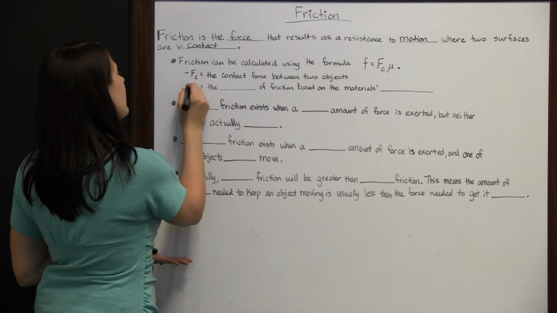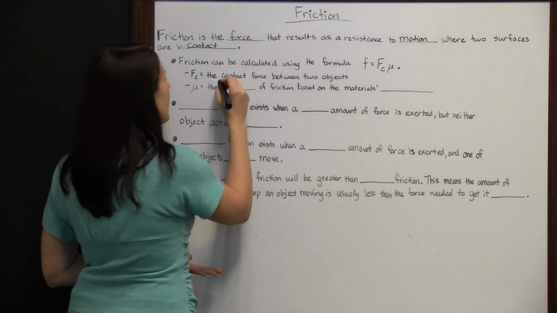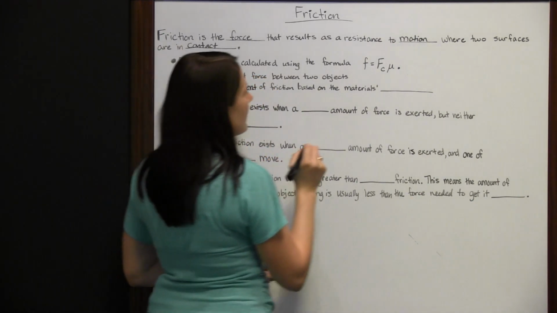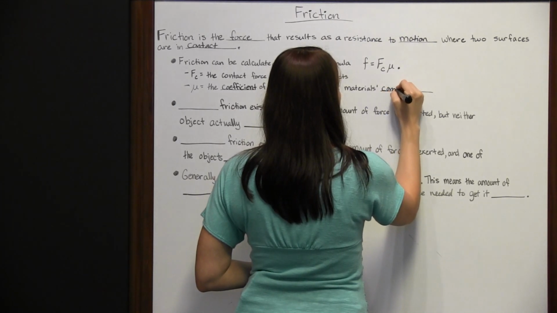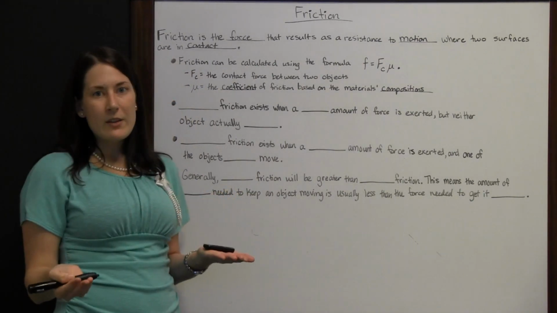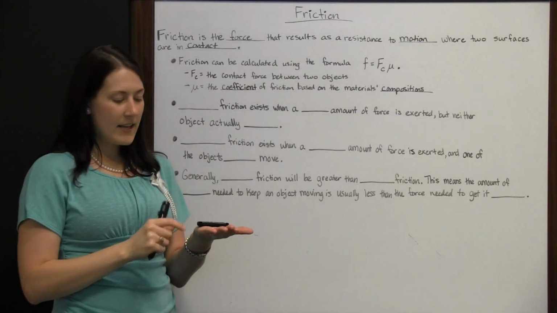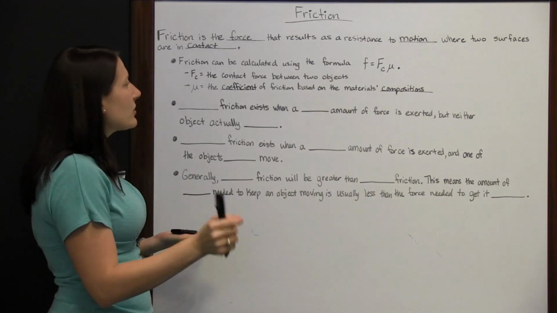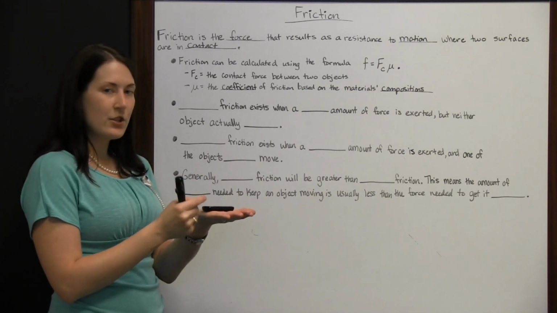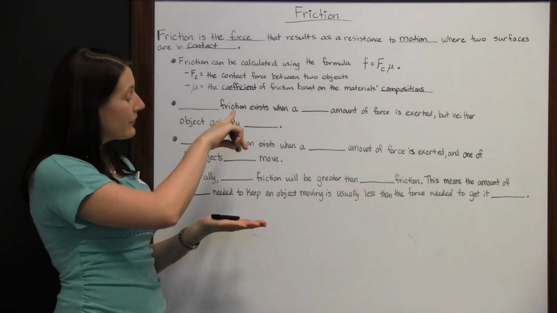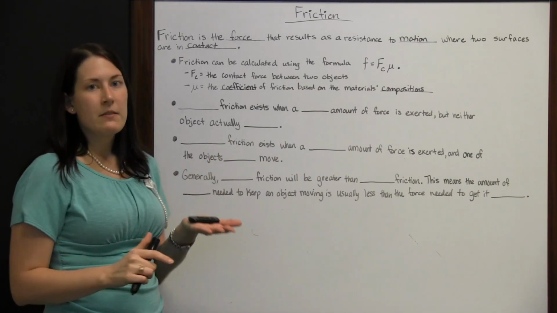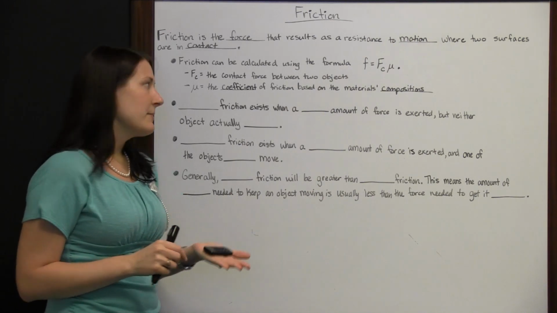The weird looking little u is a symbol that represents the coefficient of friction based on the materials' compositions. So what each one is made of. So there's going to be a specific coefficient between skin and plastic. And multiplying the contact force of these two objects by the coefficient of friction between plastic and skin, you would be able to get the friction that would result between these two items.